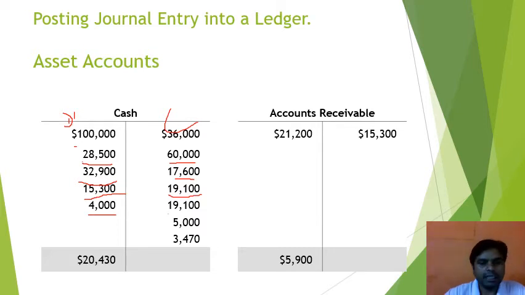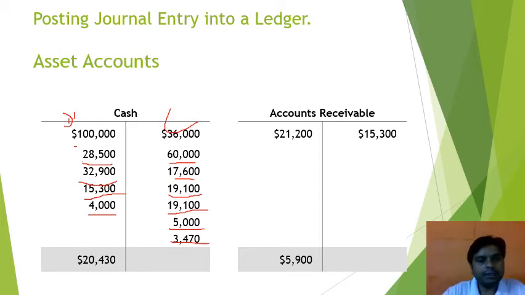The amount of 1,900 was paid for the wages on January 28, so again we have written it on the credit side. 5,000 was the payment which we made for the dividend account, so again it is written on the cash credit side. And 3,470 rupees was the miscellaneous expense at the end of the month on Jan 31, so again we have written it on the credit side.